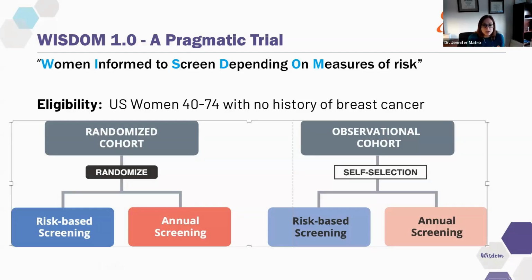So they allowed patients, if they were willing to be randomized, to be randomized to a risk-based screening approach or to annual screening. If they didn't want to get randomized, they could go into this observational cohort where they could choose. You could say, I want my mammogram every year, or I want risk-based screening. I want it to be more informed. I want the possibility of maybe more screening or less screening.